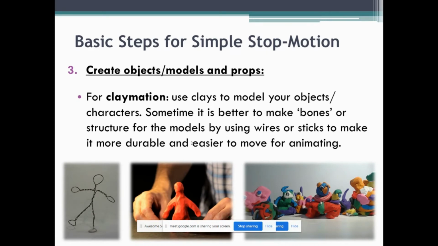Then after you have all the materials that you need, it's time for you to create the objects or props lah. Okay, for claymation, use clay to model your object. Maksudnya guna tanah liat, plasticine ke apa kan. Sometimes it is better to make bones. Macam ni lah, pakai dawai ke, pakai stick ke, or apa-apa. Sometimes it's better to make bones or structure for the models by using a wire or sticks to make it more durable and easier to move for animating.